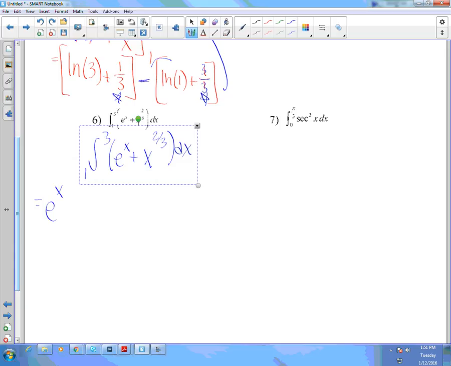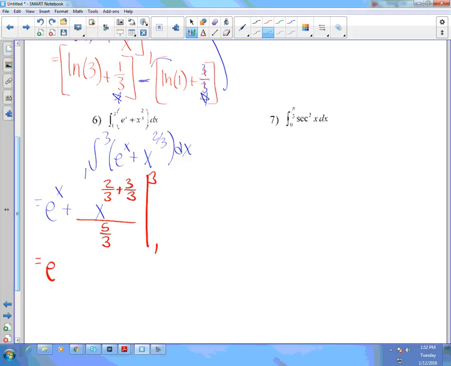Now this one's a power rule. We keep the exponent, increase it by 1. So 2/3 plus 3/3. And then we divide by the new exponent. The new exponent ends up being 5/3. So I'm going to rewrite that because we have bounds here from 1 to 3. E to the x plus x to the 5/3. I also move my 5/3 in the denominator in front as a 3/5 to multiply.